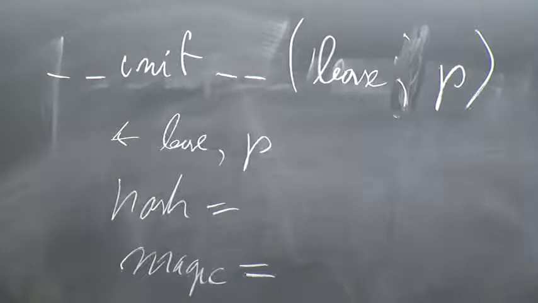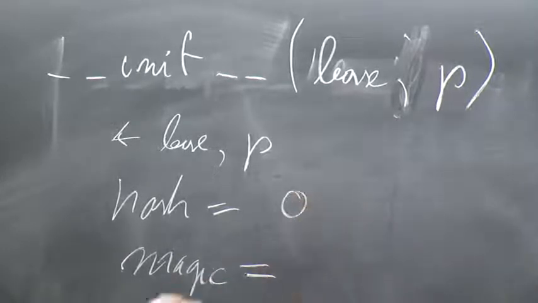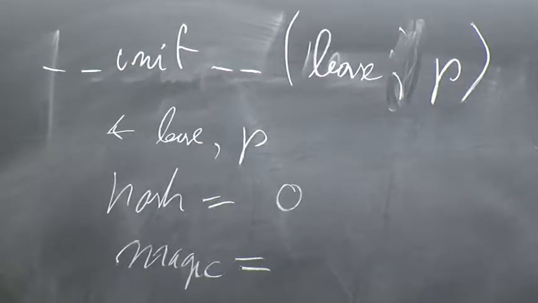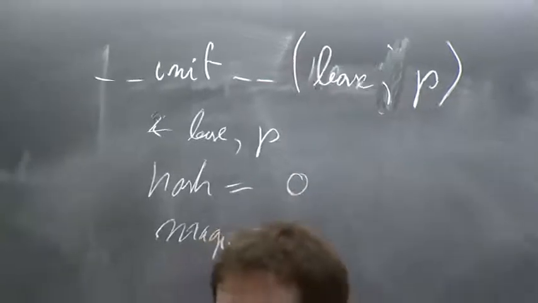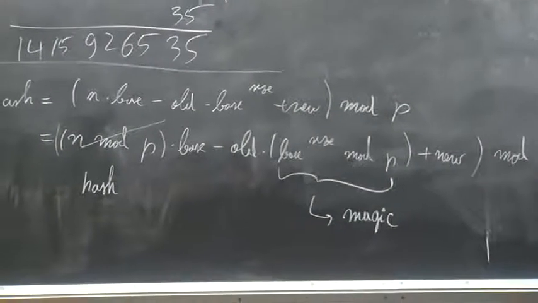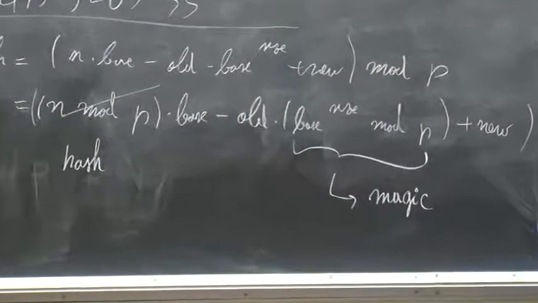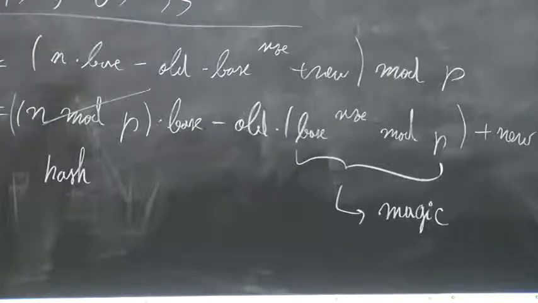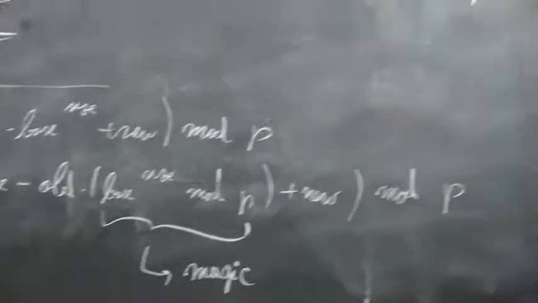What's hash? 0. There's nothing in there, right? The number is 0. What's magic? Well, you can calculate it, right? So magic is base to the size mod p. What size? 0. Yep, just 1 mod p. So when I start, I have an empty sliding window, nothing in there. Size is 0. Base to the size is 1, whatever the size is. Very good.